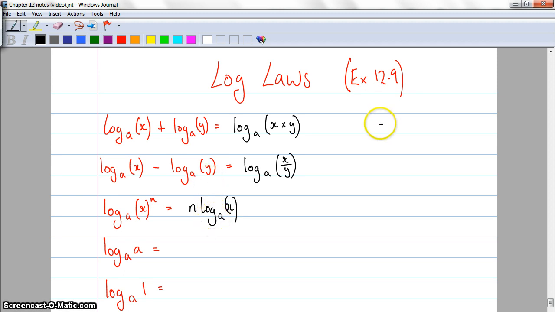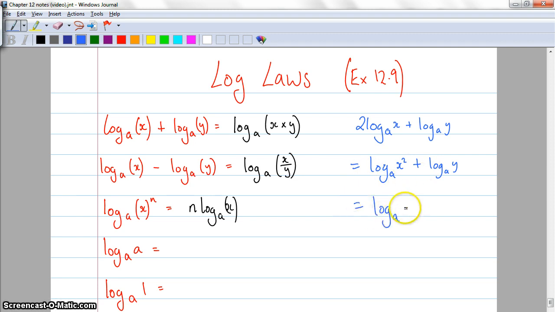I mentioned up here, in this question, what if we had 2 log A of x plus log A of y? How would we work that out? Well, first we'd have to make it log A of x squared plus log A of y, using this rule. Now, once the A's are the same and the numbers at the front are the same, then we can multiply them.